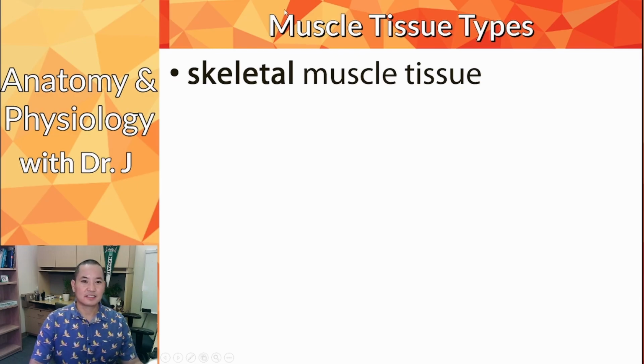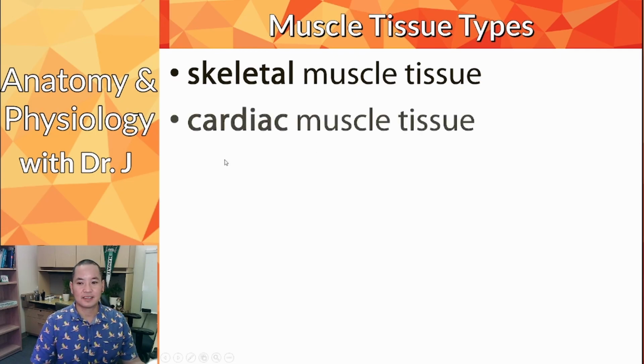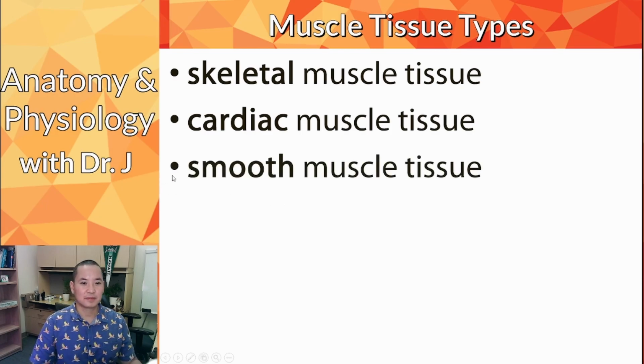So for this unit, we're going to talk about muscle tissue in general, but we're going to focus on skeletal muscle. That's one of the main types. Cardiac muscle tissue is the muscle tissue in your heart that contracts, a special type of muscle tissue. And there's smooth muscle tissue, which you find in organs and blood vessels. Basically, if it's not skeletal muscle tissue, and it's not found in the heart, then it's smooth muscle tissue.